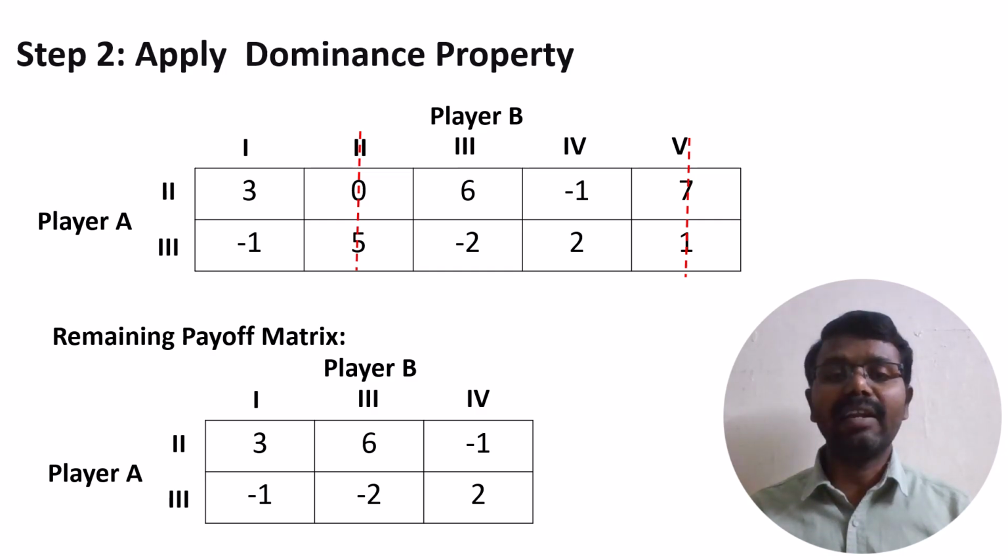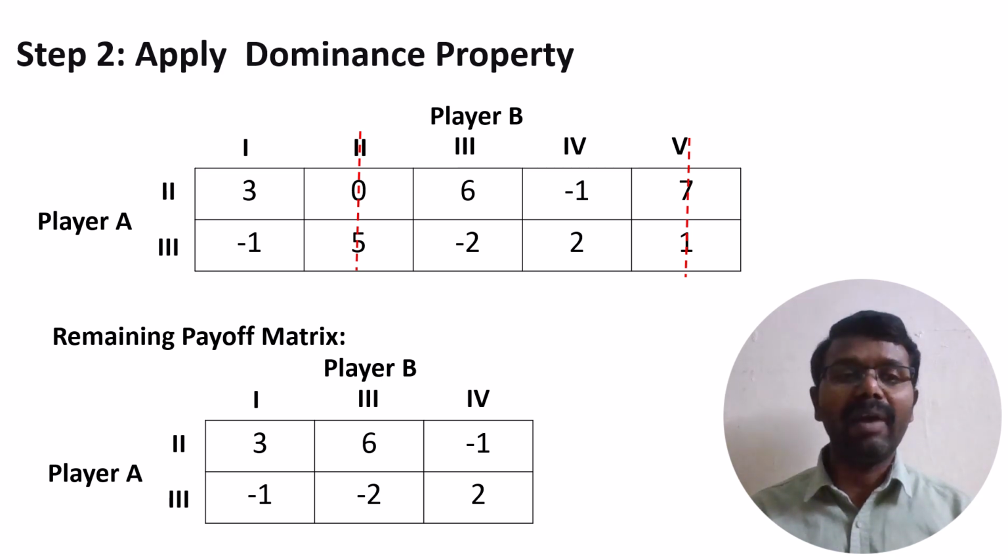So with this we can understand that this 3 by 2 by 3 matrix cannot be reduced to a 2 by 2 matrix by the dominance property. In this case we can apply the graphical method. So we will apply the graphical method.